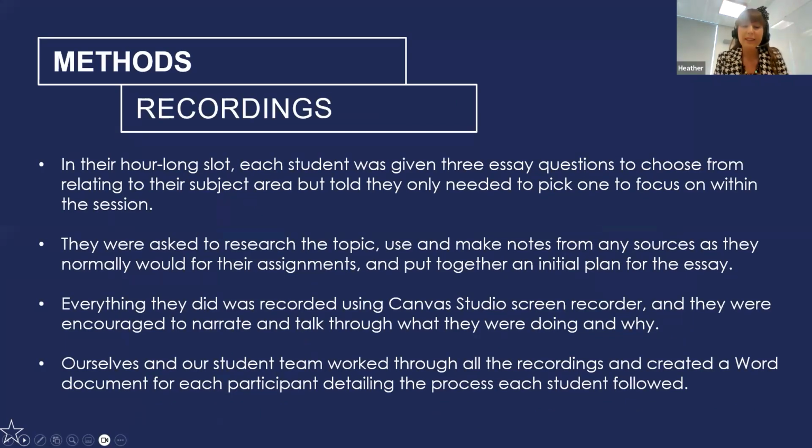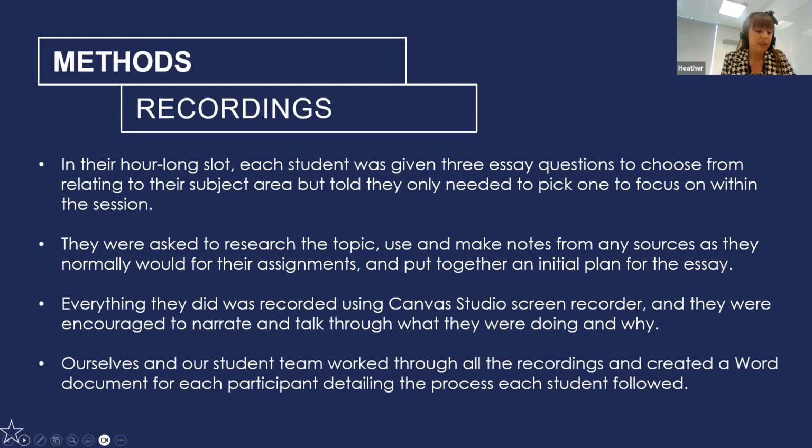So in terms of what we did when they came along for their research slot, the hour-long slots took place in a study room in the library. The students logged into a laptop provided, watched a short video explaining the research study, and were given the opportunity to ask us any questions. Each student was then given 3 essay questions to choose from, which all related to their subject area, and they were told that they needed to pick one to focus on within the session. They were then given 50 minutes to research the topic, use and make notes from any sources they normally would for their assignments, and put together an initial plan for their essay.